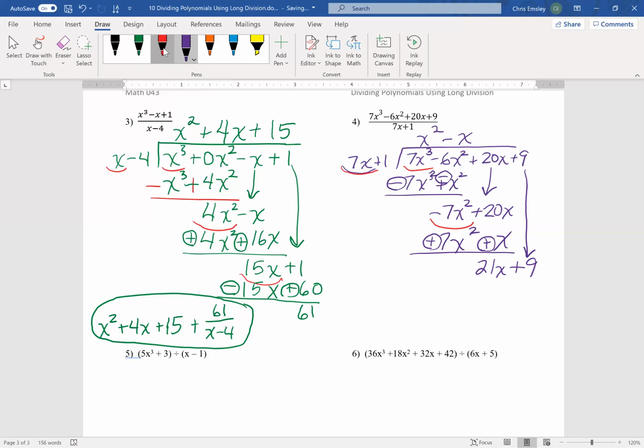What would you multiply 7x by to turn it into 21x? You would multiply it by 3. Distribute that 3 back down. Draw your line and change your signs. 9 minus 3 is 6. There is our final answer. Our quotient is x squared minus x plus 3 plus our remainder 6 over 7x plus 1.